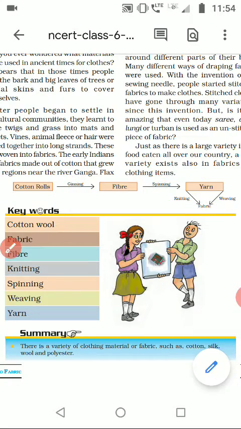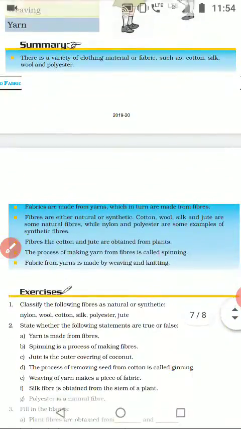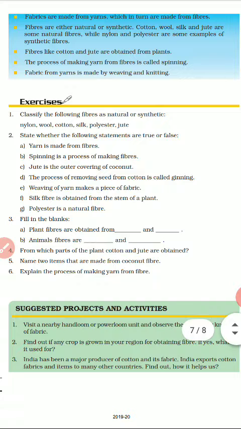So let us now further study the exercise. Exercise number 1, question number 1. Classify the following fibers as natural or synthetic. Nylon is synthetic, wool is natural, cotton is natural, silk is natural, polyester is synthetic, and jute is natural.